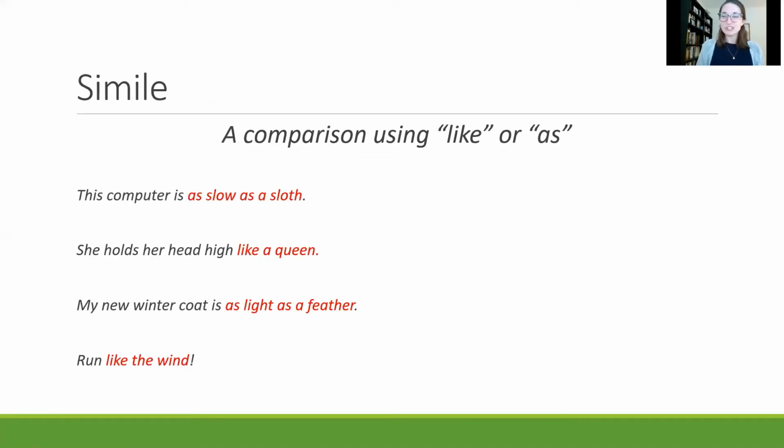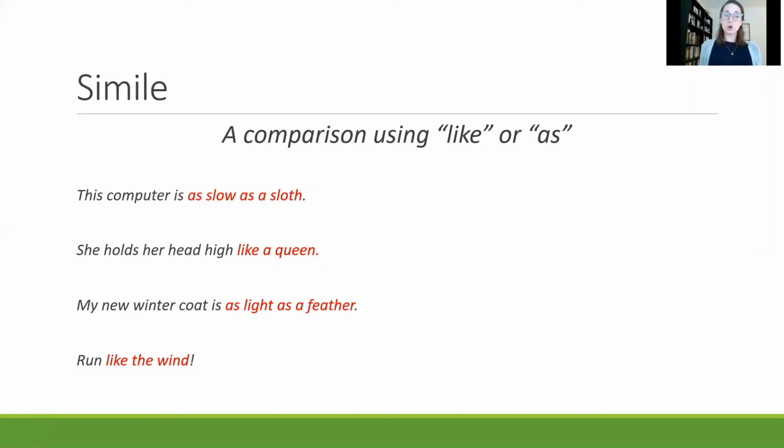So the first part of figurative language we're going to cover is a simile. And a simile is a comparison that uses like or as. So for example, if I say this computer is as slow as a sloth, you can see I have the word as in there actually twice in this situation, just to show a comparison there. So is the computer actually a sloth? No, of course not. But we can compare the slowness of the sloth with the computer. And that helps us to build a better image or a better understanding of what the computer is like.